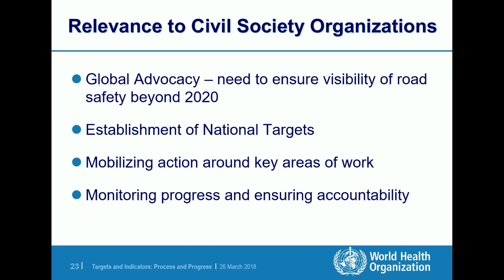Obviously, I think there are other things that you can do as civil society organizations to take this forward, and I think that will be the topic of subsequent webinars that you'll discuss on this topic. But these are some of the main areas where civil society organizations can play an important role in keeping road safety visible beyond 2020, and also in continuing to push governments, ensuring that there is action and that governments remain accountable to their constituents, and that we're making progress towards reducing the number of fatalities and injuries worldwide.